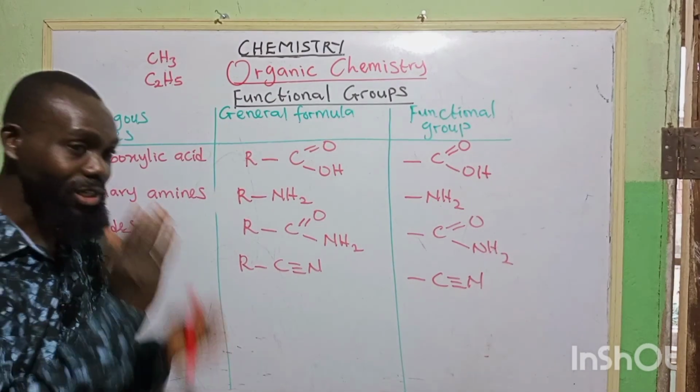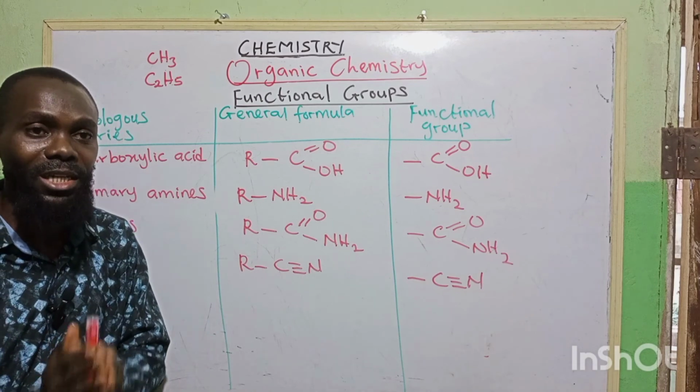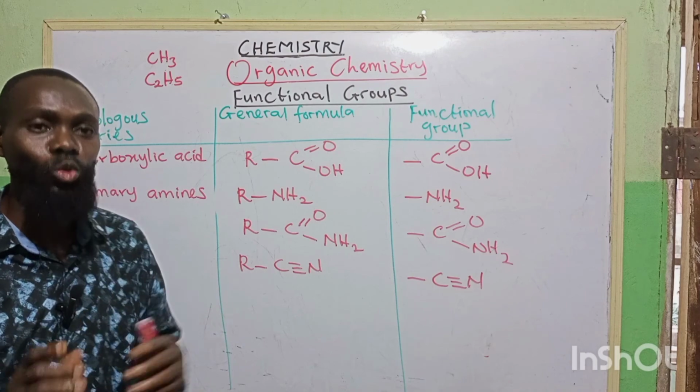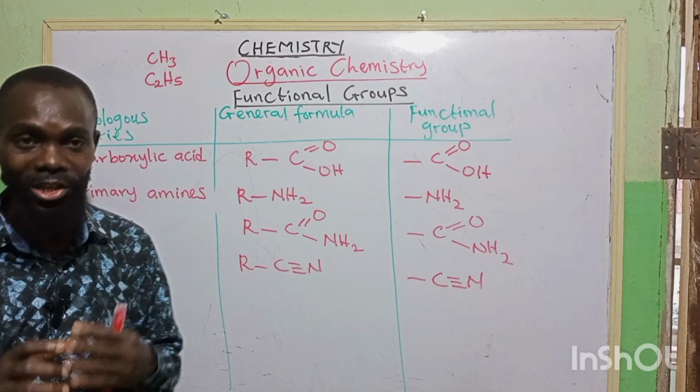So, if you are given different organic compounds, we look at the functional group and the alkyl group to tell which one will react faster or not.